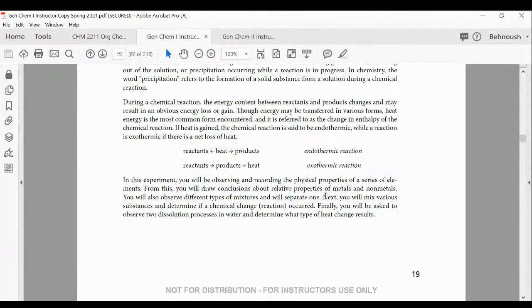For exothermic, endothermic, if the heat is on the product side, that means heat is created or temperature has increased, that's exothermic. The evidence for an endothermic reaction is that temperature is going to decrease because the reaction needed heat to happen and it took away heat from the environment, so the environment got cold, lower temperature.